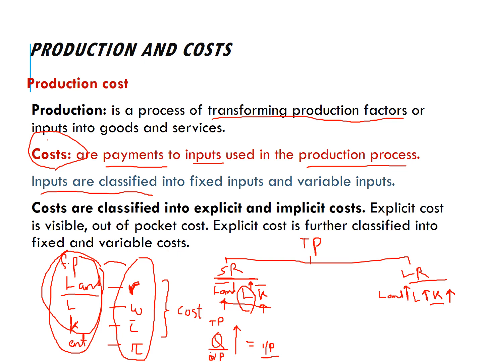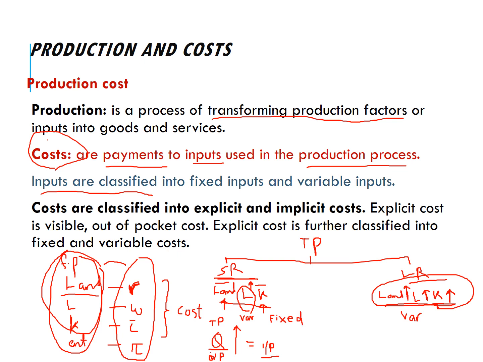So in the long run, you can alter the amount of all inputs here. In the long run, you have enough time. So that's why in the long run, you have variable input only. All becomes variable input. But in the short run, you have variable input for labor, and you have fixed input for capital and land, because in the shorter time period, you don't have enough time to alter the quantity of these inputs.